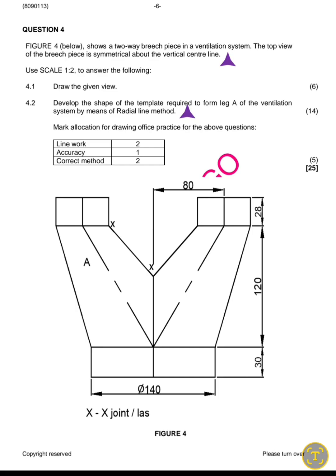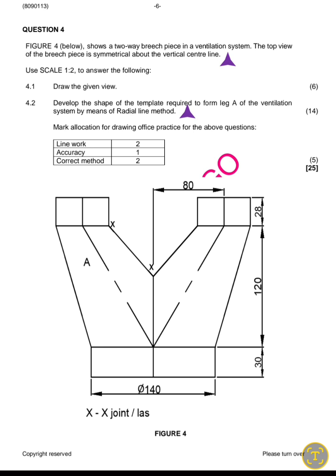Today we're gonna be dealing with a two-way breech piece in a ventilation system. They're telling us that this given view that we see here is symmetrical about the vertical center line.